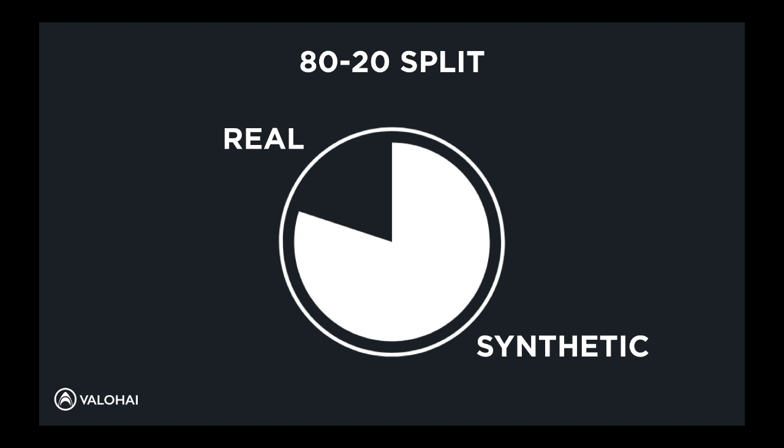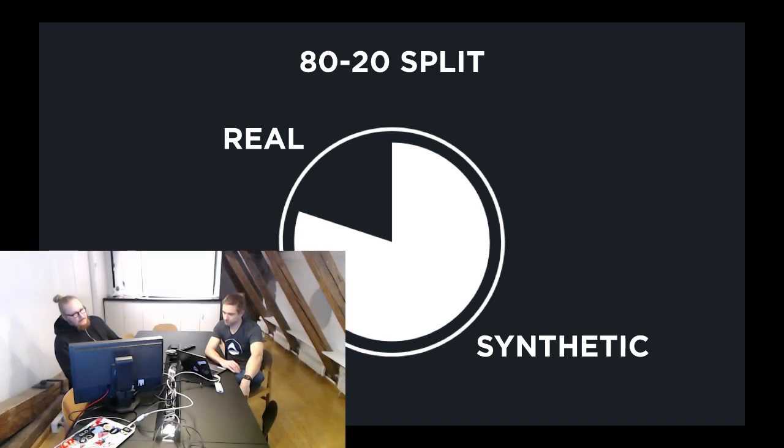80-20 split. This is the maximum amount of synthetic data that I would use, but it's more like a guideline. Depending on the use case, you can have almost 100%, but I would still try to keep some real data in there. If you're trying to build a predictive model for a fully virtual environment, then you can't, since there's nothing to do with reality, so it depends a lot.